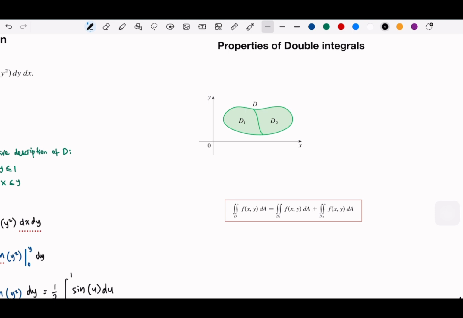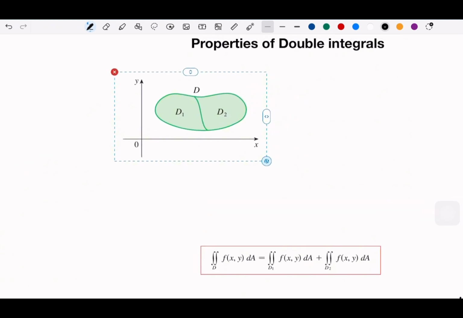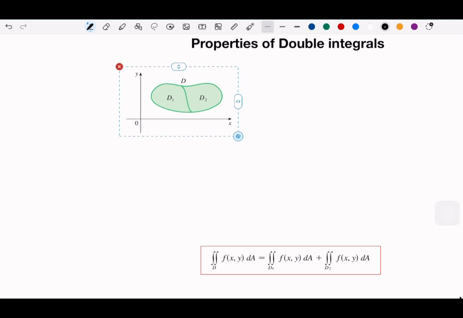There are some properties in double integrals. Okay, the first one is we can split the endpoints. That's very similar to the regular integrals. So integral in calculus 1, we can split the area, right? We can also split the D.